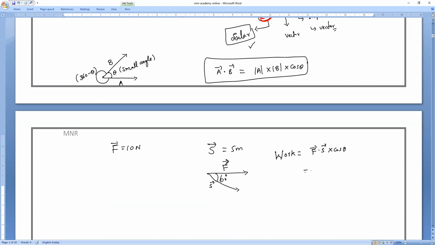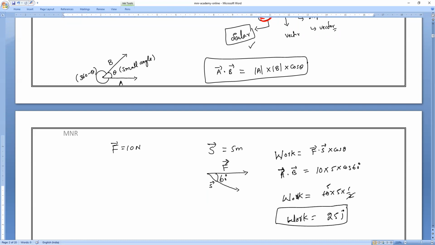Understand? So that is equal to the dot product, F dot S. So which is equal to force 10, displacement 5, and cos theta. Cos theta is how much? So cos 60, how much? Cos 60 value is 1 by 2. You should tell, I should not say. So work is equal to how many joules?